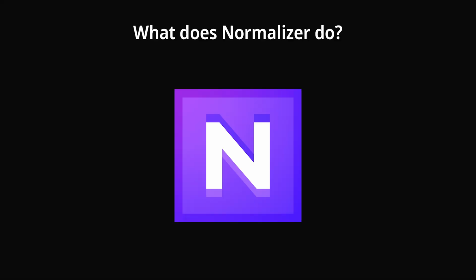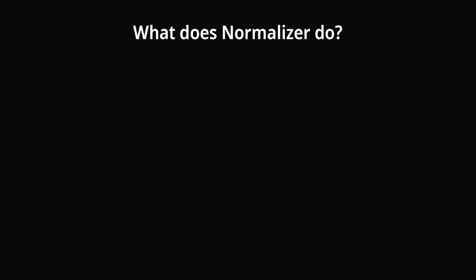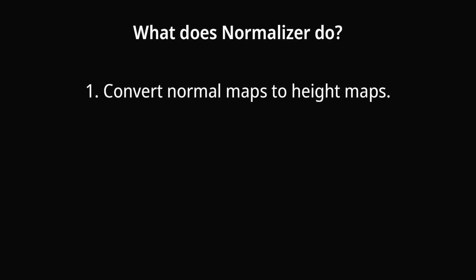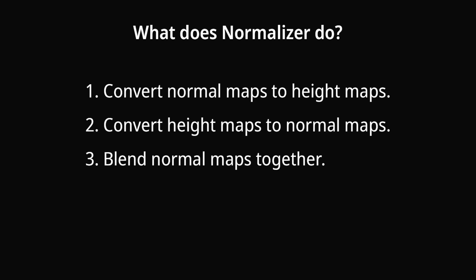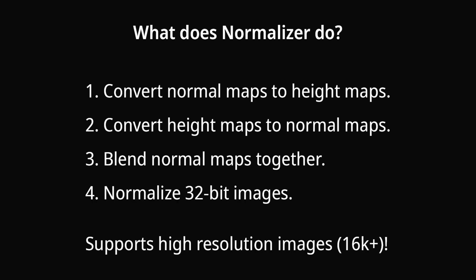Okay, first off, what does Normalizer do? Normalizer was built to do four things: convert normal maps to height maps, convert height maps to normal maps, mix normal maps together, and normalize 32-bit images. It's also designed to handle high-resolution images quickly and efficiently.